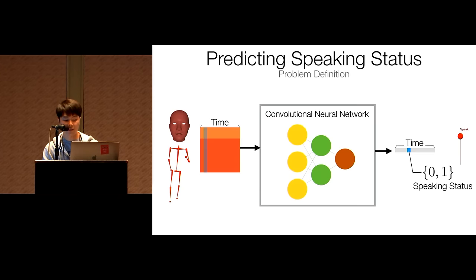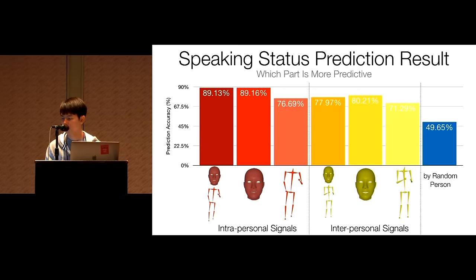The first example task is predicting speaking status. As input, we consider a part of social signals, for example, facial expression and body motion of an individual, and predict a binary speaking status of a target person. We test the task with different input, by using the target person's own body signals or by using communication partners' signals as input. By comparing the prediction performance with various input, we computationally verified that there exists clear correlation among these signals. For more details, please see our paper.